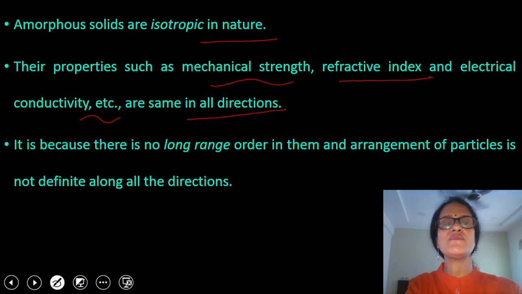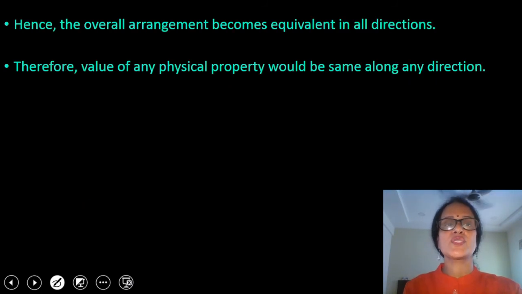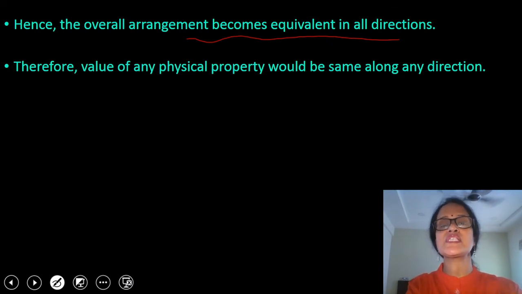What is the reason for this isotropy? The reason is that there is no long range order in them and the arrangement of particles is not definite along all the directions. So the overall arrangement will become equivalent in all directions. Therefore, value of any physical property would be same in any direction.